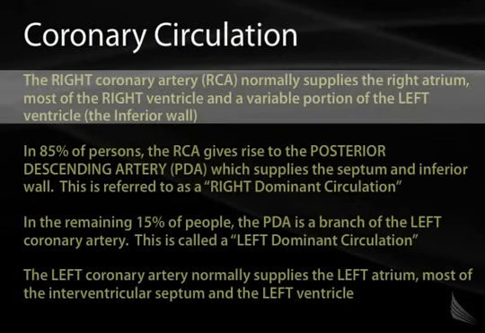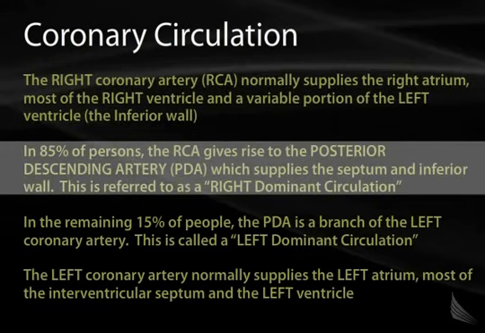The right coronary artery normally supplies the right atrium, the majority of the right ventricle, and a variable portion of the left ventricle. In general, the inferior wall of the left ventricle is supplied by the right coronary artery. In most people, the right coronary artery gives rise to the PDA, or the posterior descending artery. This artery courses vertically along the underside of the heart. It supplies the posterior interventricular septum and the inferior wall.